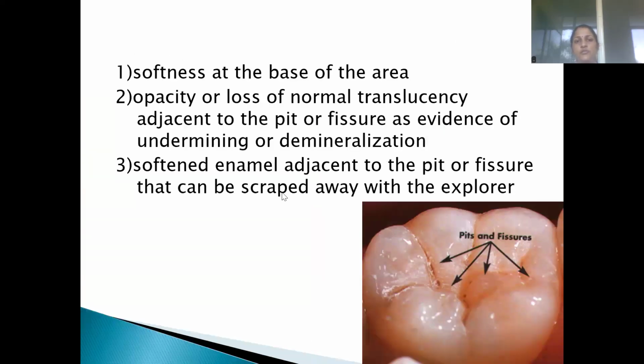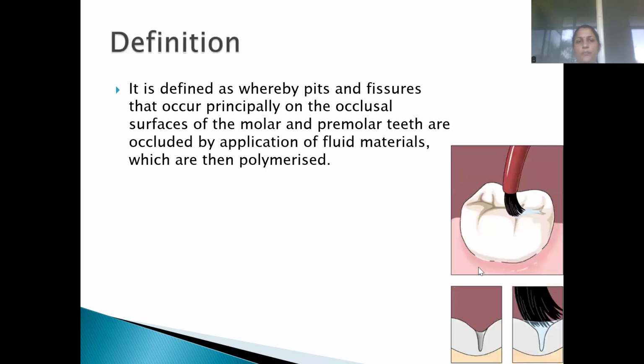So how do you judge which case has to go for a pit and fissure sealant? One is softness at the base of the area, opacity or loss of normal translucency adjacent to the pit and fissures as seen in this picture, or softened enamel adjacent to the pit or fissure that can be detected straight away with the explorer.